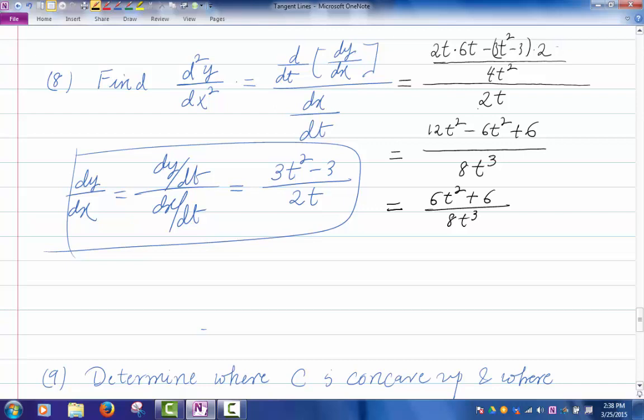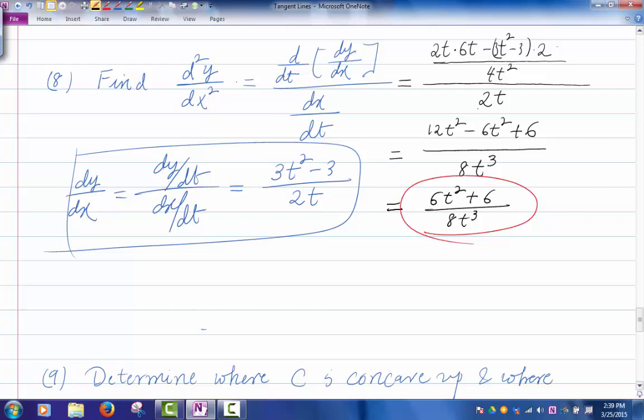Okay, how do I come up with the concavity? Well, just like I did in Calc 1. What did I do? In Calc 1, figure out where the second derivative is what? So is our answer for part 8 6t squared plus 6? Part 8, the answer is, let me use red, that's the answer. Here I only wanted to remind you what was dy dx. We computed dy dx in part 3 or so. Yeah, the final answer is 6t squared plus 6 over 8t cubed.